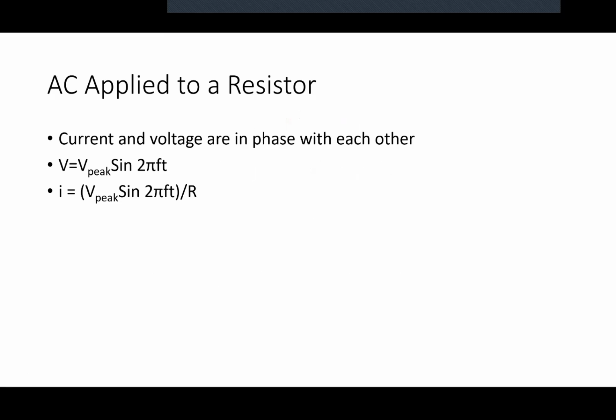Okay, so in the case of an AC voltage applied to a resistor, the problem is very simple because the current and voltage are in phase with one another. So the voltage changes as the peak voltage times sine of 2 pi ft. F is the frequency, t is time. The current follows exactly this pattern, but just divided by R from Ohm's law. And as we saw before, the power dissipated is just given by V RMS squared over R.